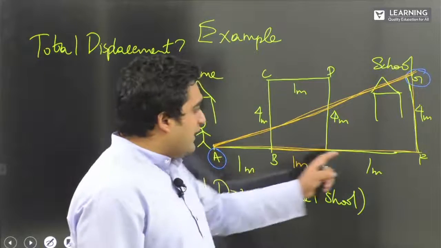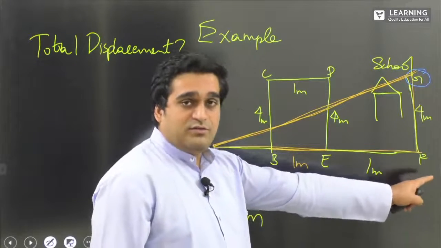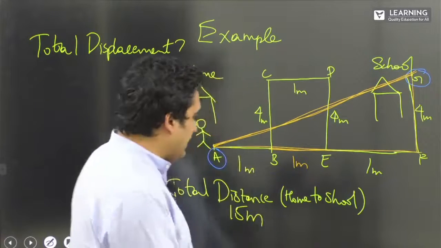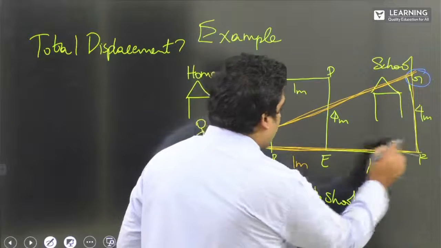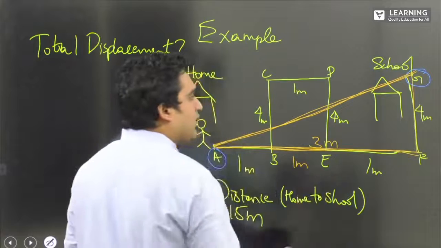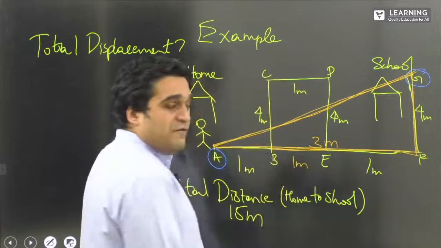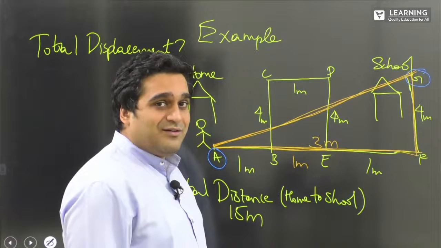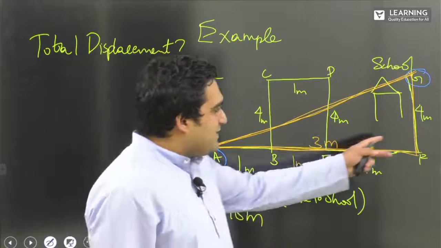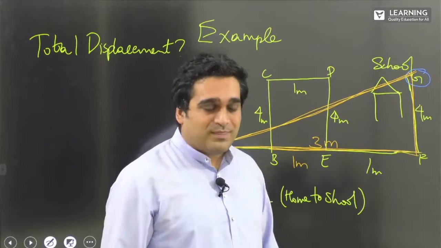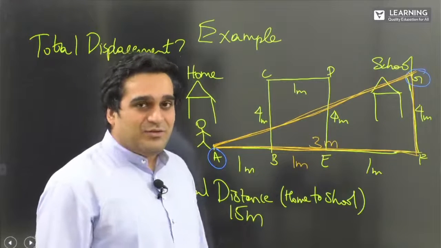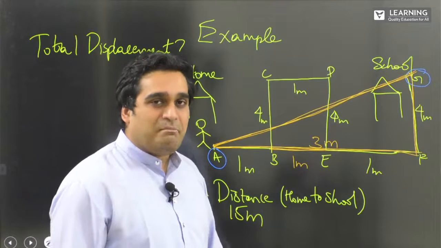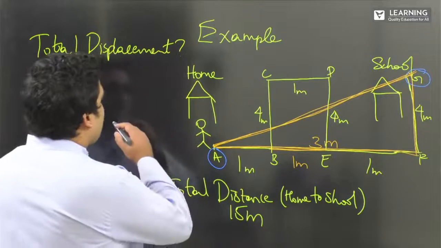Now, do you know the length of AF? Certainly you do. It is 1 plus 1 plus 1, 3. So AF length is 3 meters. GF length is 4 meters. Now can you identify what is AG? Still not? Think about it. Two sides of a right angle triangle are known. One side is unknown. How will you identify this hypotenuse? By using Pythagoras theorem. So let's make note of that.